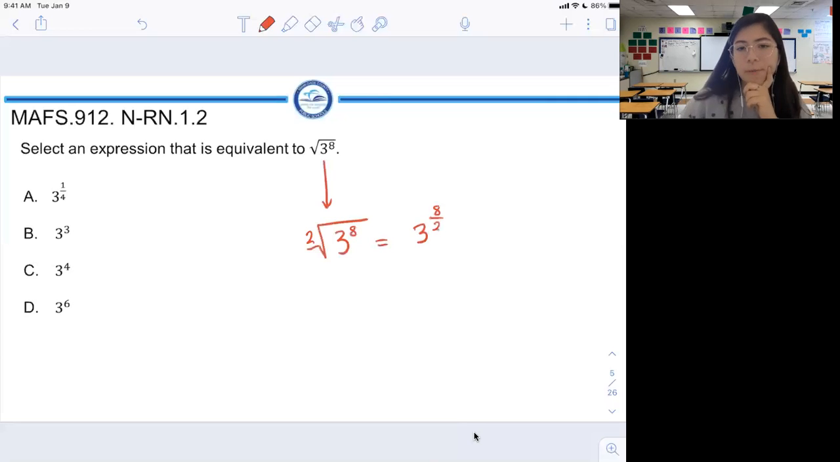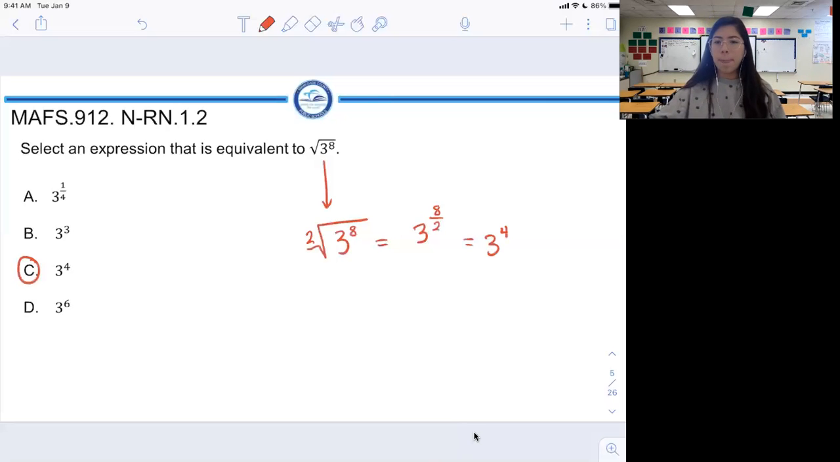Good. Perfect. That was the key thing. I didn't say it at first because I wanted to see if you remembered it. But when it's just the radical, that's the square root. That's like a normal square root. So that's why there's a 2 out in the front. And then you convert that to 8/2, and 8 divided by 2 is 4. So we get 3 to the power of 4. Do I have any questions on that one?